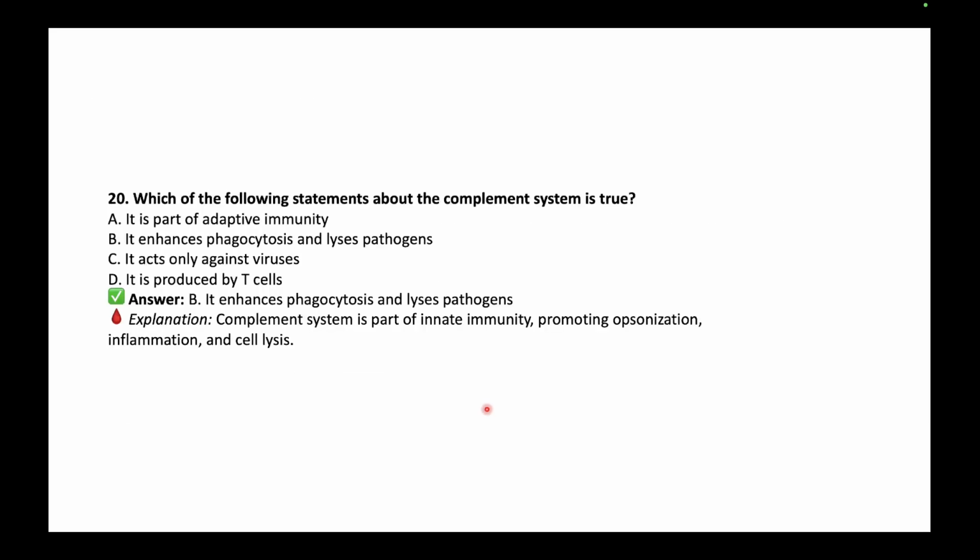So which of the following statements about the complement system is true? It is part of the adaptive immunity. It enhances phagocytosis and lyses pathogens. Correct. It acts only against viruses? No. It is produced by T cells? No. So it enhances phagocytosis and lyses pathogens. That is the correct option.